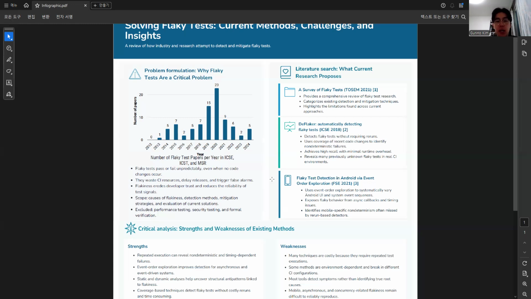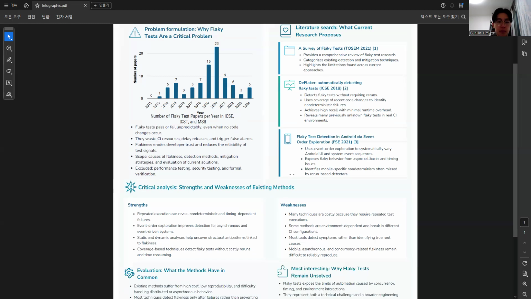In this project, I focused on the causes of flakiness, detection and mitigation strategies, and the evaluation of existing solutions, while excluding topics like performance testing, security testing, and formal verification.